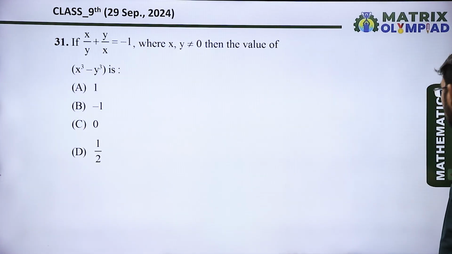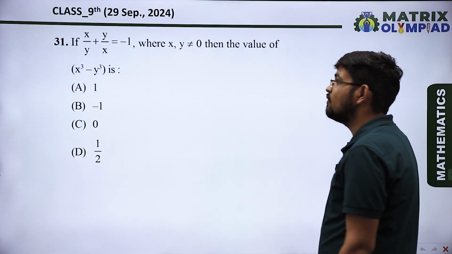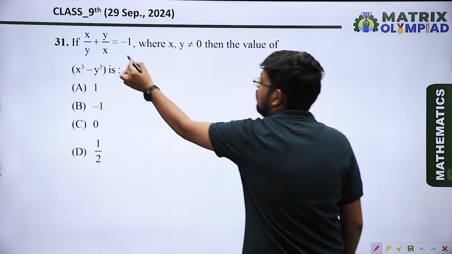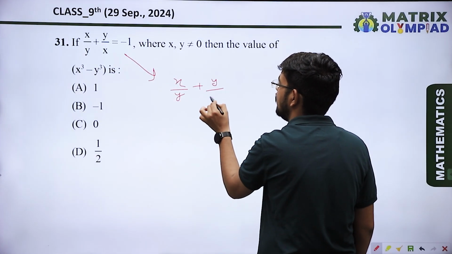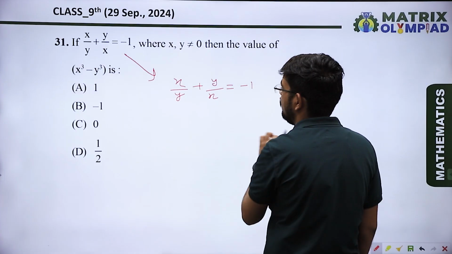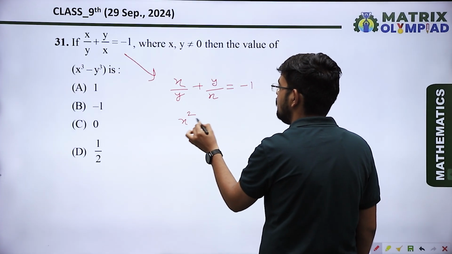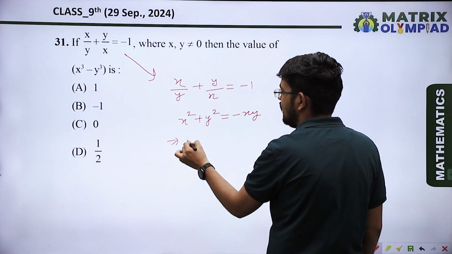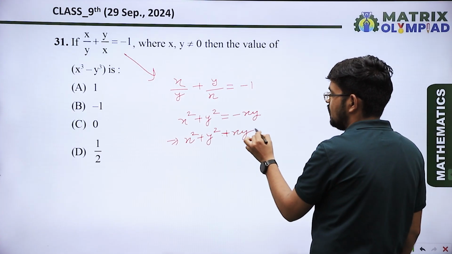Question number 31. If x upon y plus y upon x equal to -1, then find the value of x cube minus y cube. First simplify it. You will get x upon y plus y upon x equal -1. After the simplification you will get x square plus y square equal to minus xy. It means x square plus y square plus xy equal to 0.